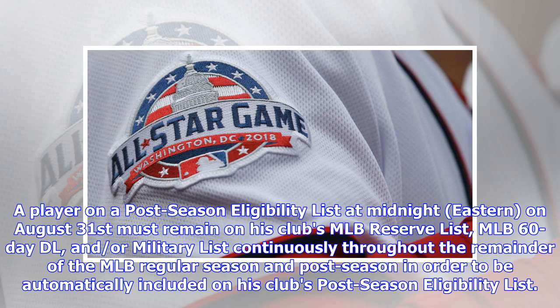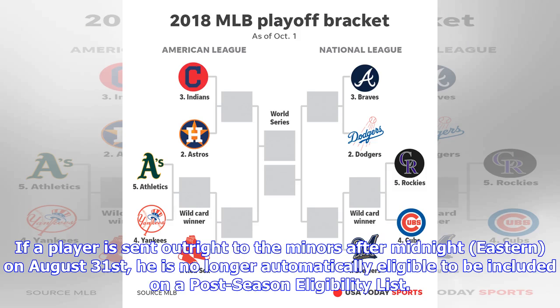4. A player on a postseason eligibility list at midnight Eastern on August 31st must remain on his club's MLB reserve list, MLB 60-day DL, and/or military list continuously throughout the remainder of the MLB regular season and postseason in order to be automatically included on his club's postseason eligibility list. If a player is sent outright to the minors after midnight Eastern on August 31st, he is no longer automatically eligible to be included on a postseason eligibility list.